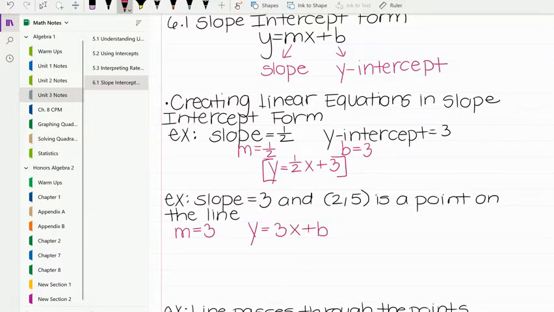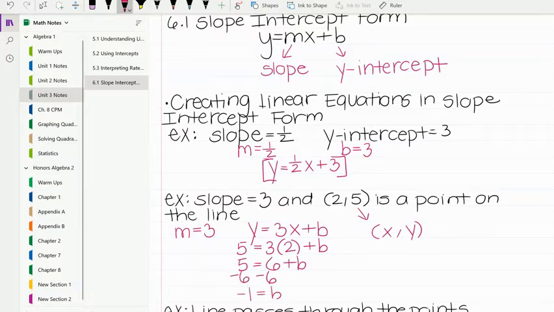Now we don't know b, but we do know that (2, 5) is a point, x comma y. So we can plug in that point for x and y and solve for b. I'm going to plug in 5 for y and 2 for x. Then we have 5 equals 3 times 2, which is 6, plus b. We can subtract 6. So 5 minus 6 is -1, which is equal to b. Now I have m and I have b, so my equation would be y equals 3x minus 1.